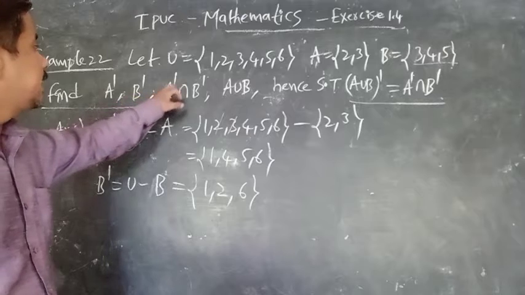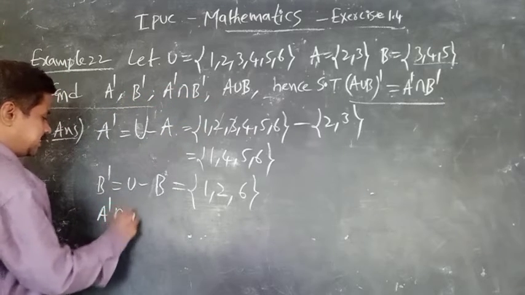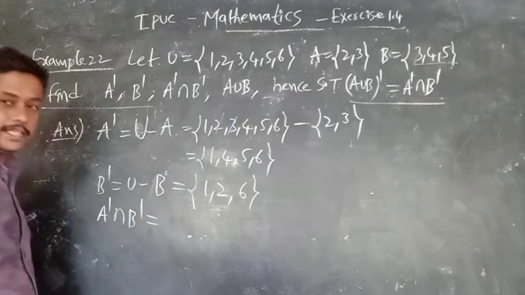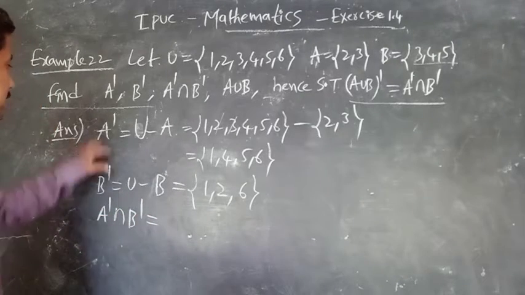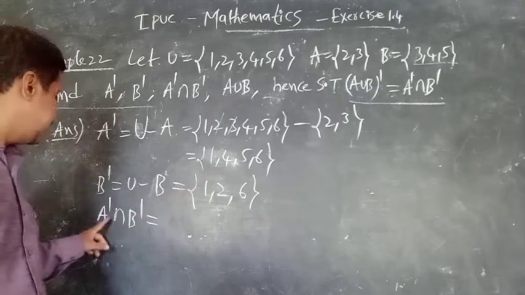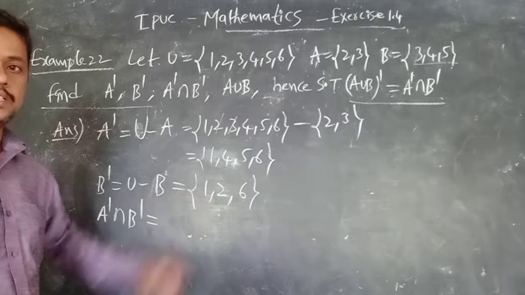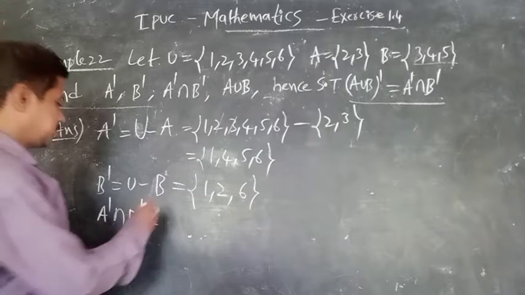Next. A dash intersection B dash. A dash means already calculated. B dash already calculated. Okay. You have to calculate the intersection of these two sets. Intersection of two sets, okay.